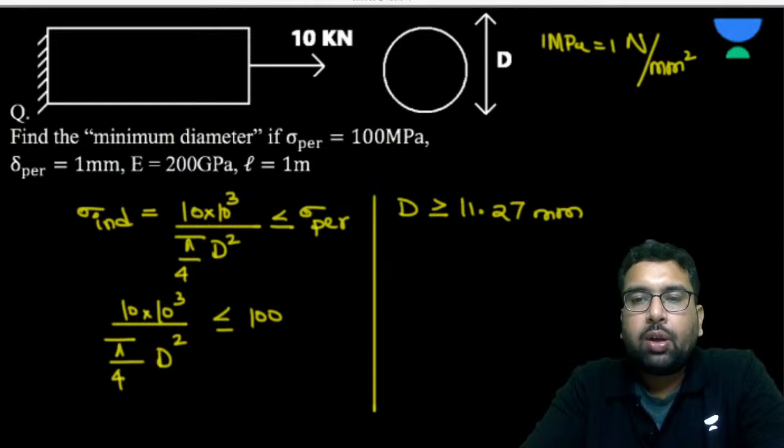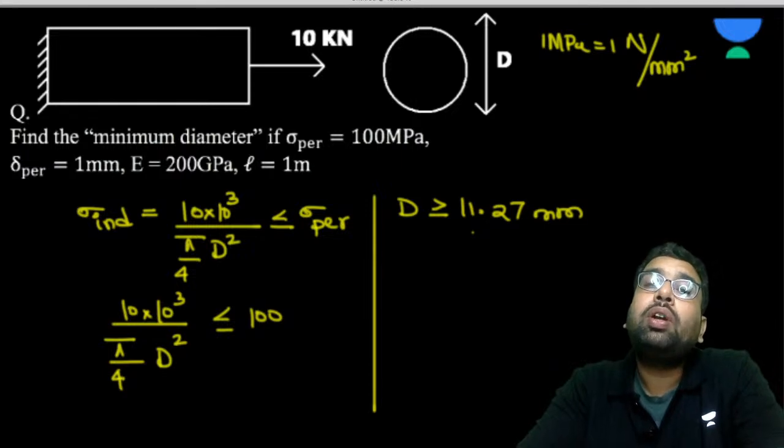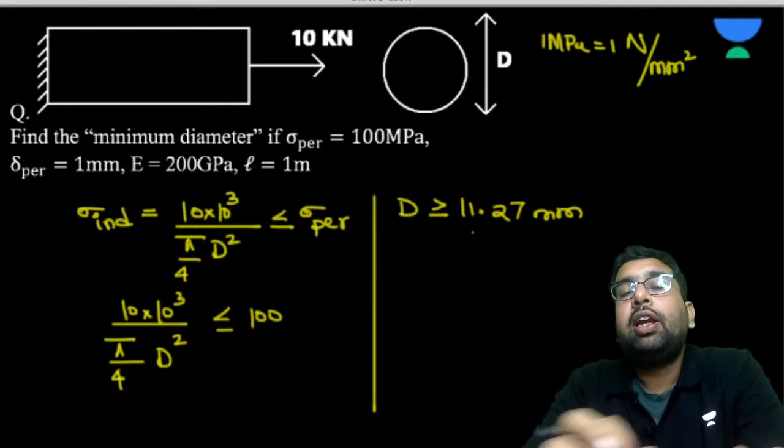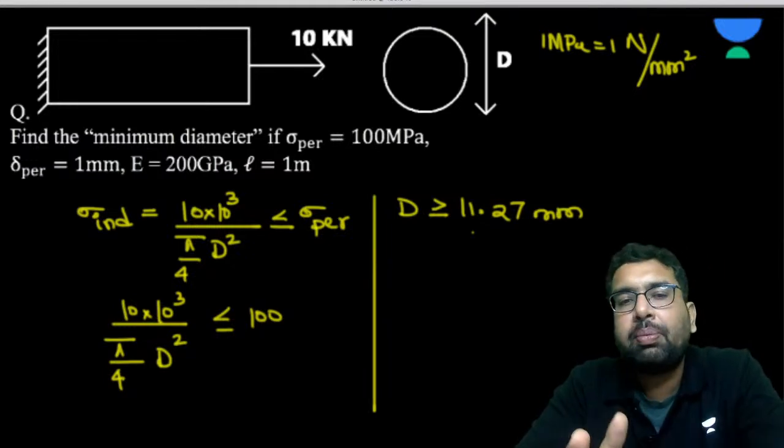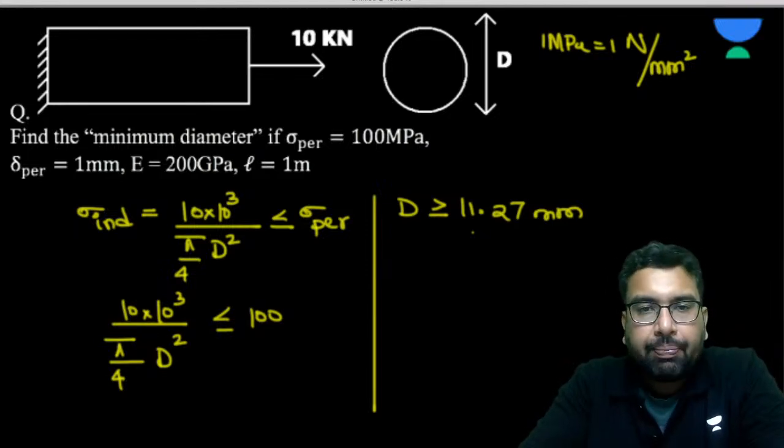Right? So we cannot answer yet, but we interpret this equation to mean that the diameter should be more than or equal to 11.27 mm in order for you to remain safe and within the given condition of 100 megapascal. But we cannot answer because we have one more criterion to fulfill, that is the delta permissible.